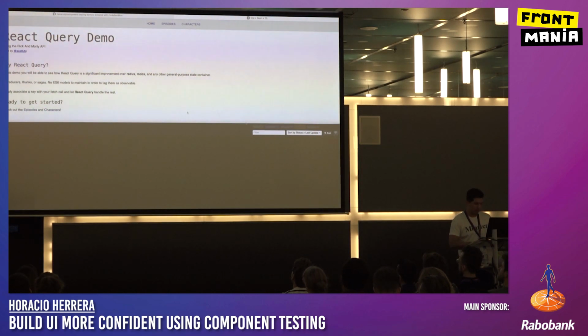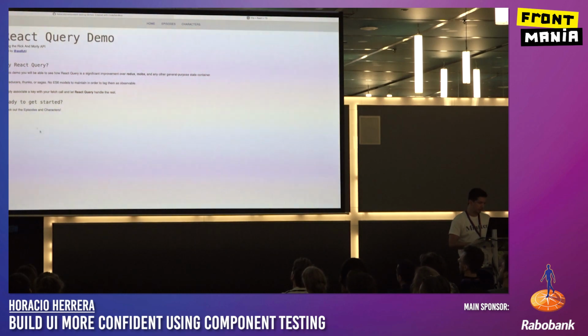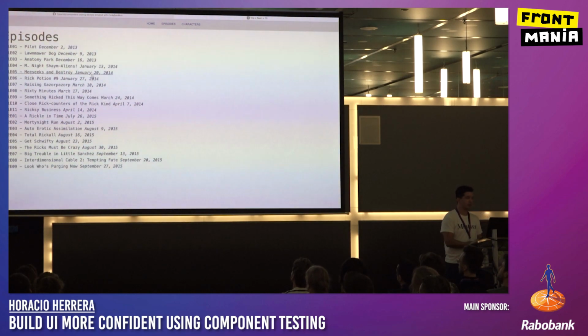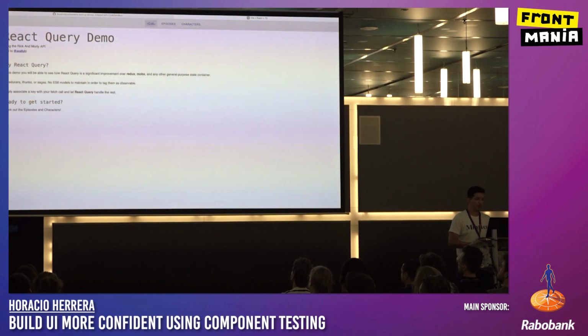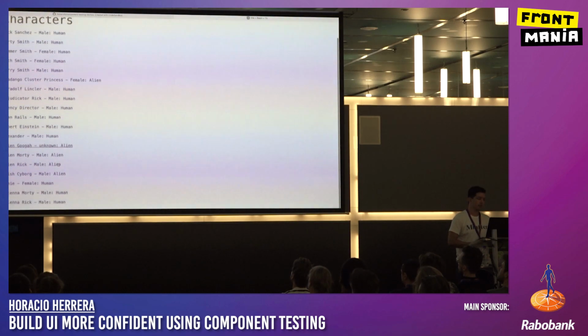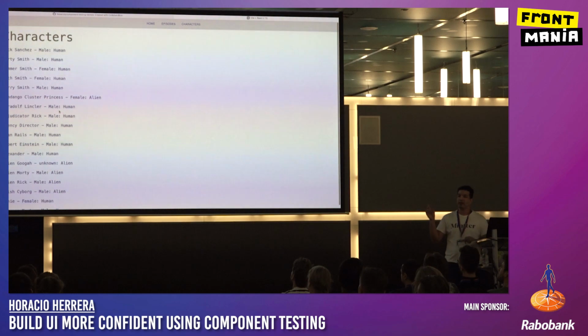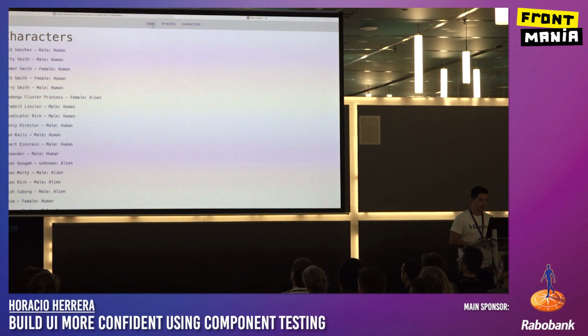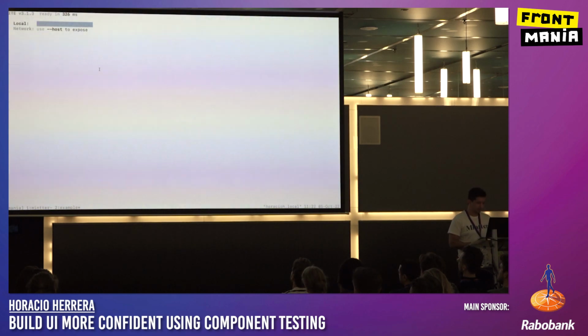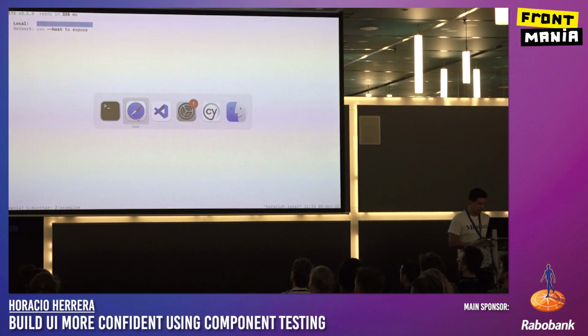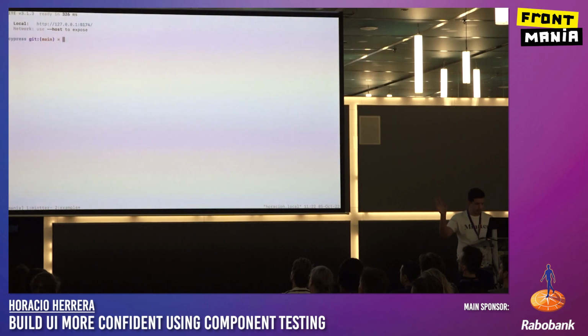So this is our React Query application. We can go to the episodes, or we can go home, and we can go to the characters, and we can render those. This is actually hitting a real API, the Rick and Morty API, to do dummy stuff. So this is the app, now let's see the test.